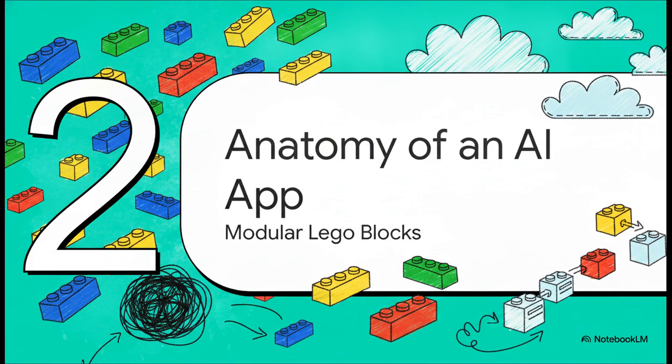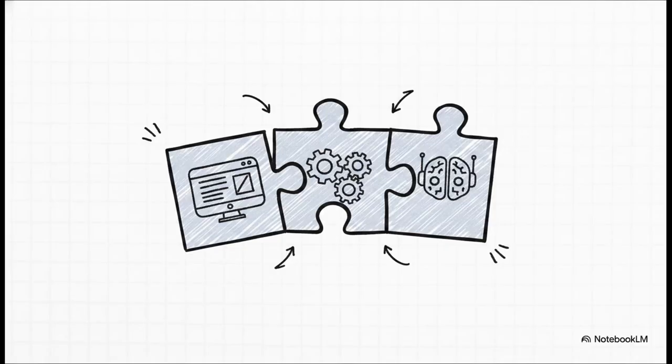Moving right along to section 2, anatomy of an AI app. Think of these like modular Lego blocks. To reduce the cognitive load here, we really need to stop thinking of your app as one giant, intimidating monolith. It's really not. Most AI applications are just made up of 3 core modular blocks.